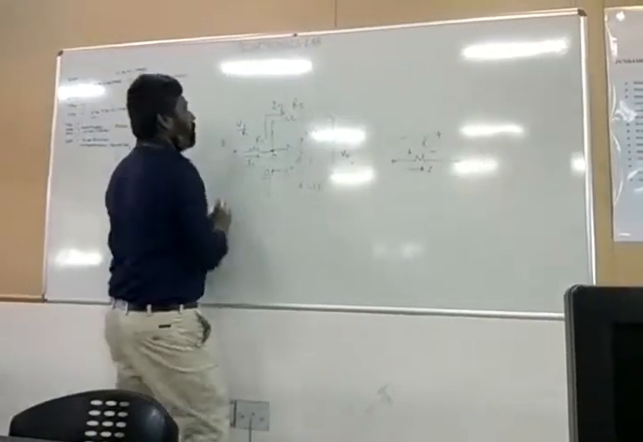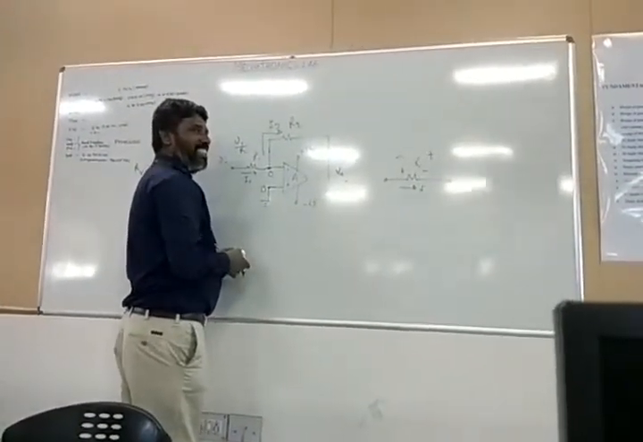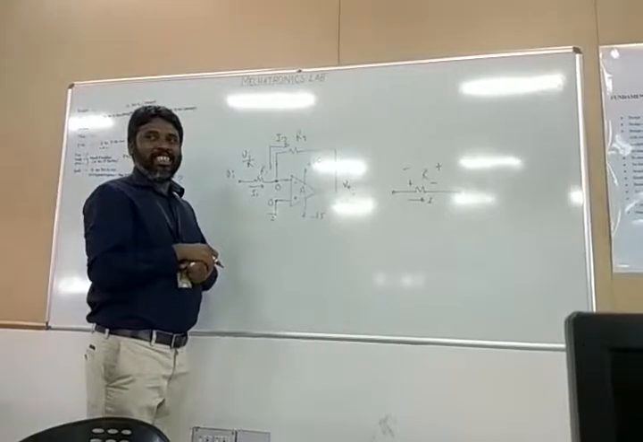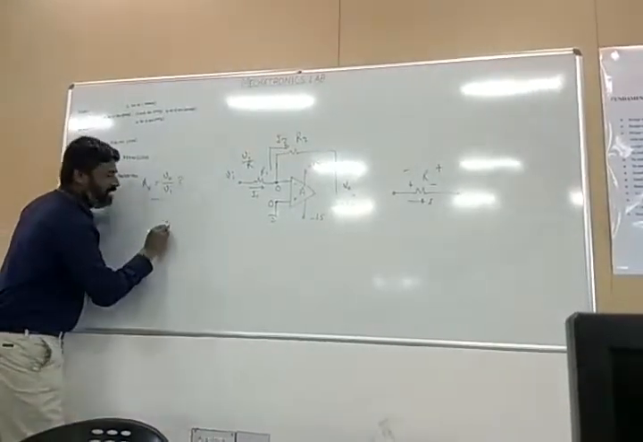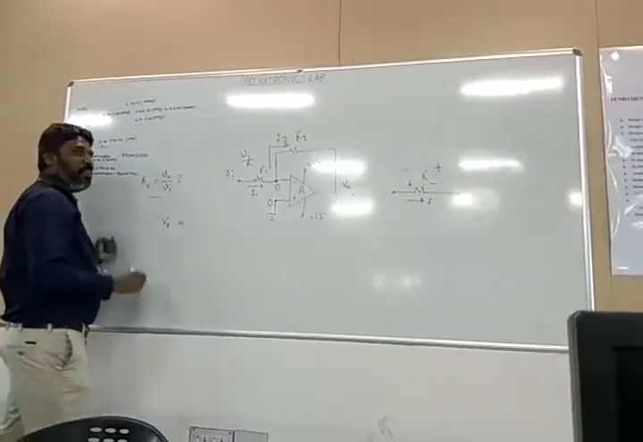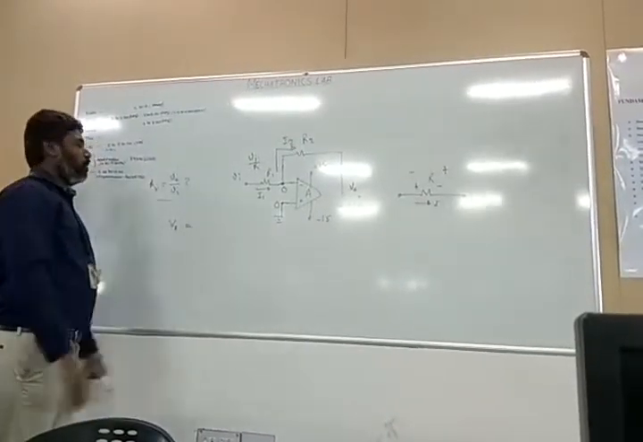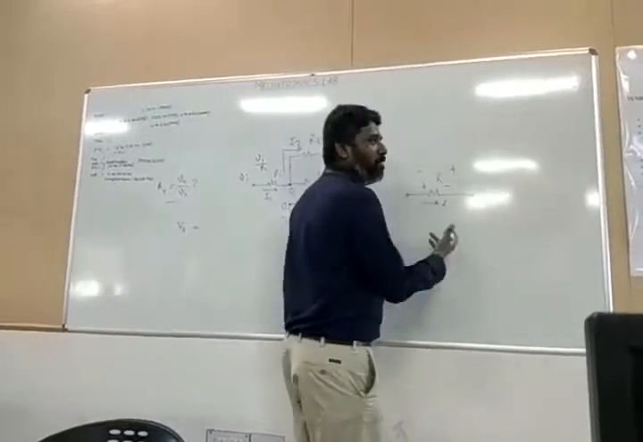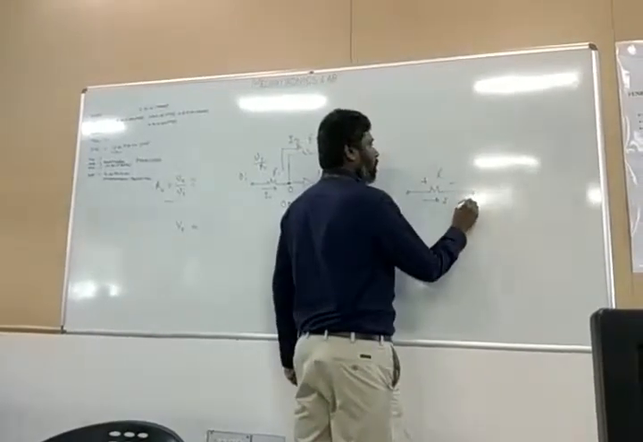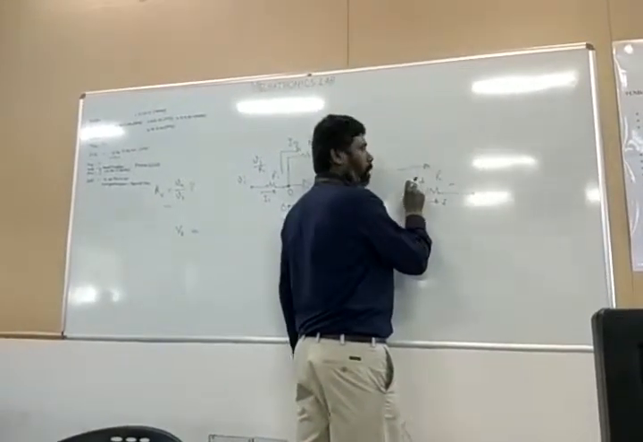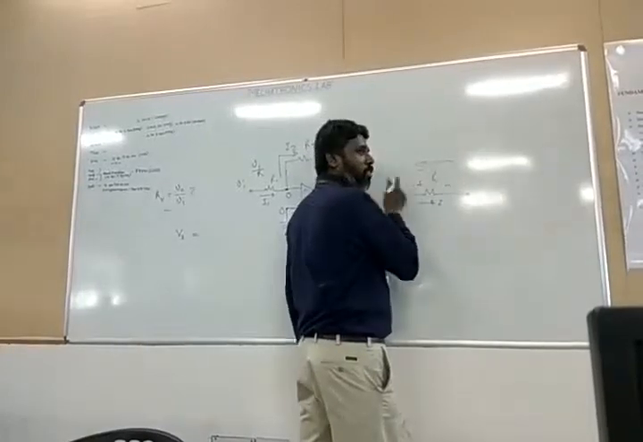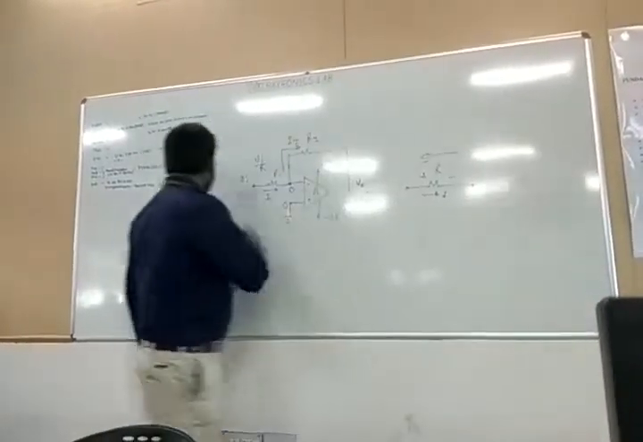But here the current through the resistor R2 is left to right or right to left? Left to right. Then what is the voltage at the output node? What is V0? V0 equal to minus R2 I? You cannot simply say I into R. Suppose the current is coming left to right, and suppose this is ground. What is the voltage at this point with respect to ground? I into R. Suppose it's going like this, what is the voltage at this point now? Minus I into R. Now you tell me, what is V0?